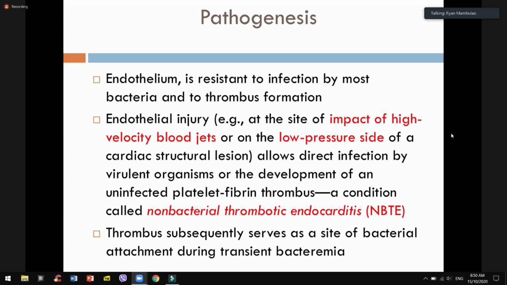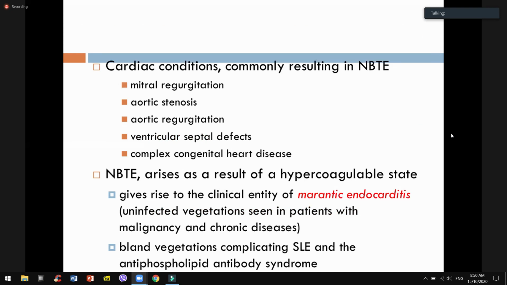These are commonly seen in patients with valve involvement, like mitral regurgitation, aortic stenosis, aortic regurgitation, and so on. But if the non-bacterial thrombotic endocarditis is seen in patients with malignancy or chronic disease or SLE, it is called marantic endocarditis, not infective endocarditis, because there is no infection. So we call it marantic endocarditis.